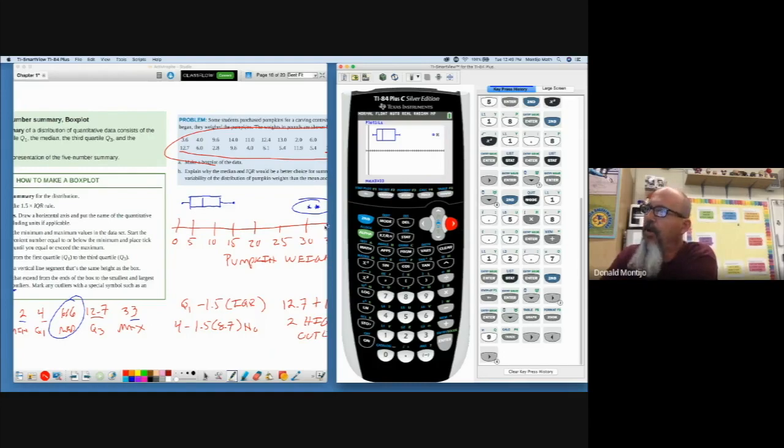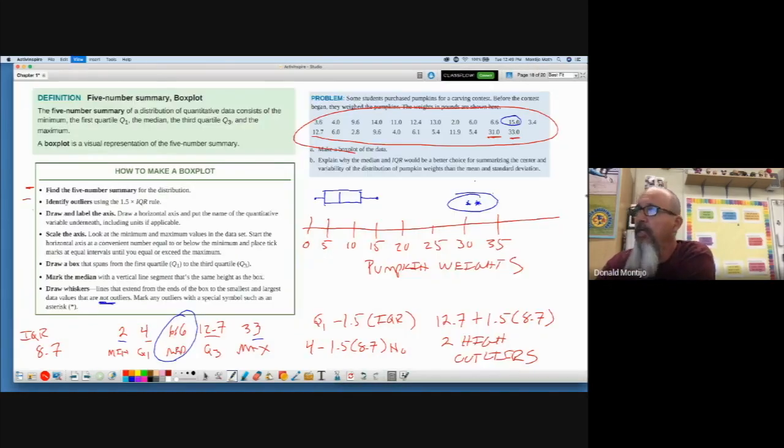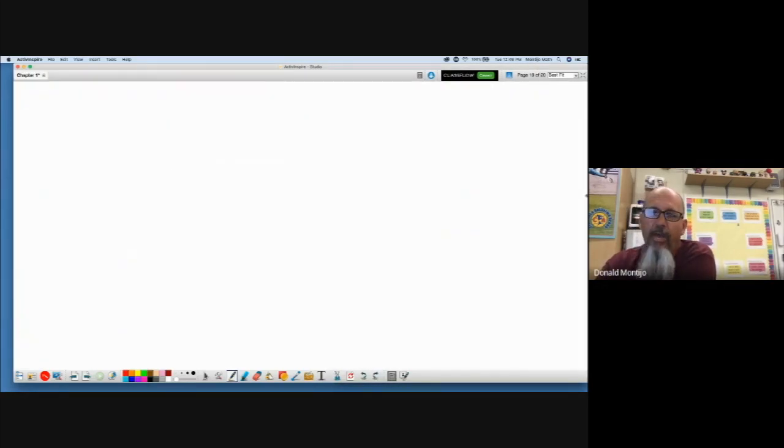Box plots, get familiar with them. We're going to be making these over and over and over again. It's going to be very important for us that we can deal with these box plots. Whew. And we are done with chapter 1. It took us forever.